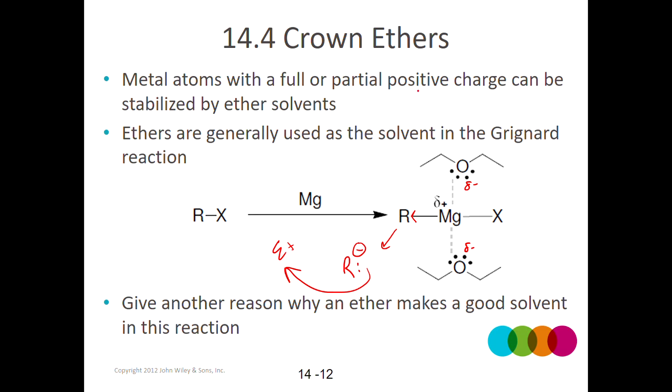And in the Grignard reaction specifically, the fact that the ether solvent is aprotic, as we said in the last slide, is a key reason. Right? We can't have the Grignard picking up a proton if we expect it to attack an electrophile.